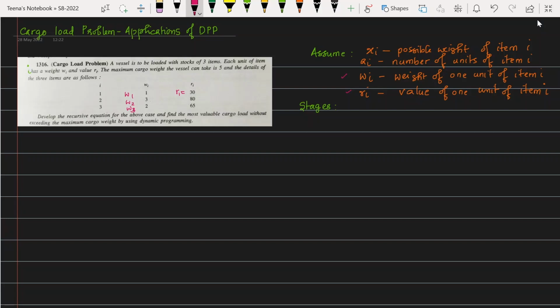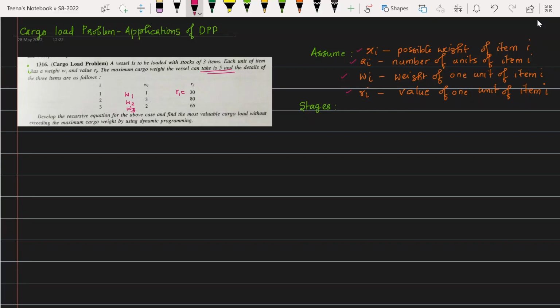Now develop the recursive equation for the above case and find the most valuable cargo load without exceeding the maximum cargo weight by using dynamic programming. We can see that the maximum cargo weight is 5 units. Okay. So now let us proceed with the dynamic programming technique in order to solve the cargo loading problem. Now here we make these assumptions. We assume Xi is a possible weight of item i, Ai is the number of units of item i.